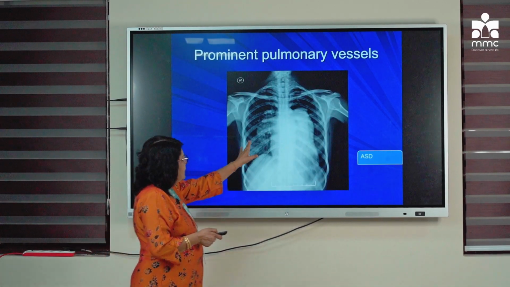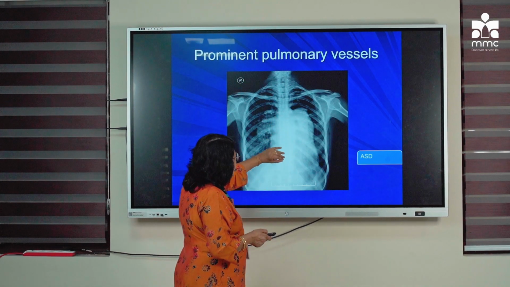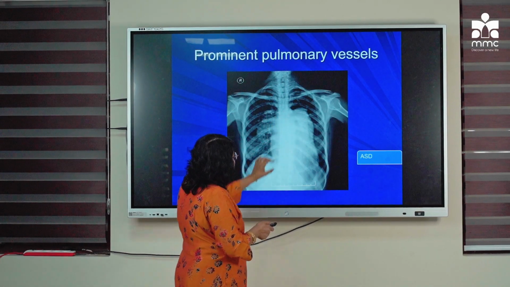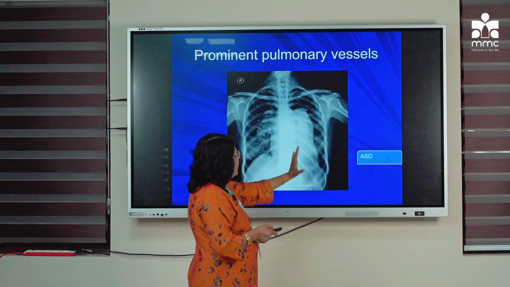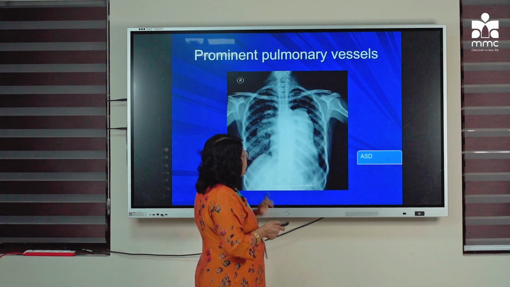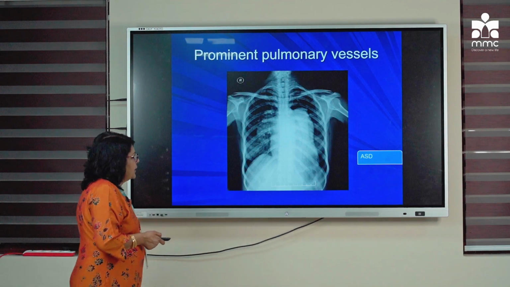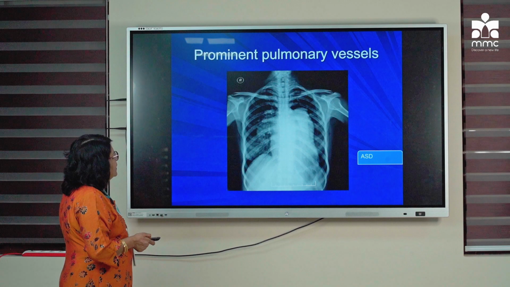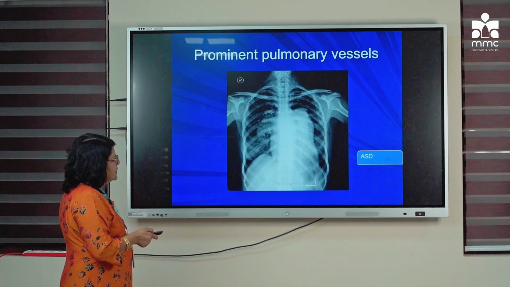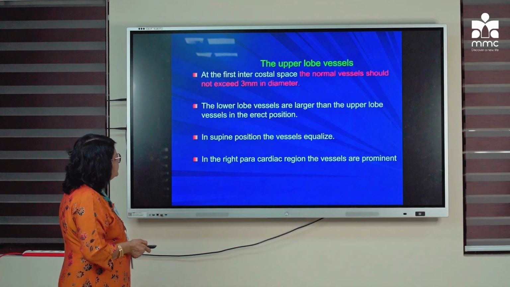So here you can see the left hilum is very prominent. The pulmonary artery has become very prominent. The aortic knuckle is very small, so there is blood flow from the left side to the right side. No blood is flowing to the aorta, that's why the aorta is small. So this was a case of left to right shunt, as reversed, so you have the prominent pulmonary arteries. So it is an ASD with reversal.